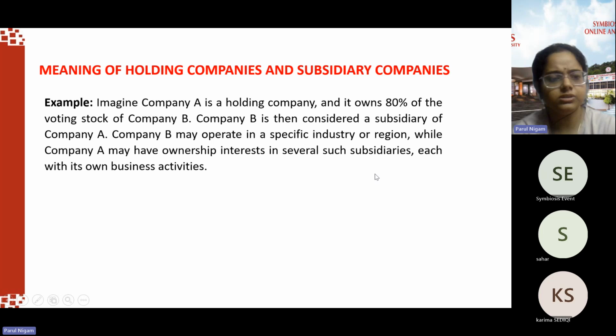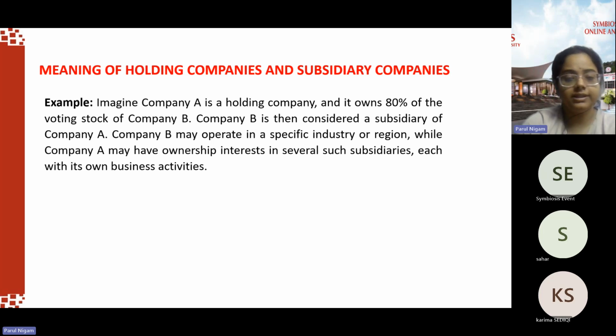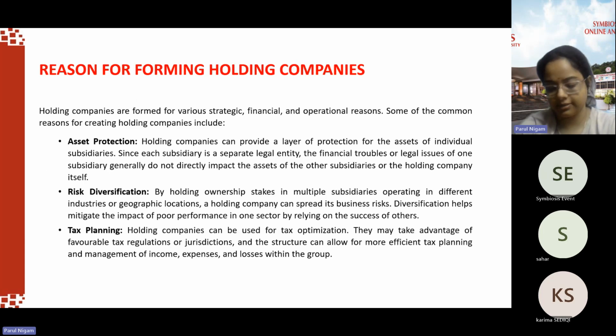Okay, so this is a small example. Just imagine a company A, which is a holding company, and it owns 80% of the voting stock of company B. Then company B is considered a subsidiary of company A, and company B may operate in a specific industry or region, while company A may have ownership interests in several such subsidiaries, each with its own business activities. Okay, so this is the thing.